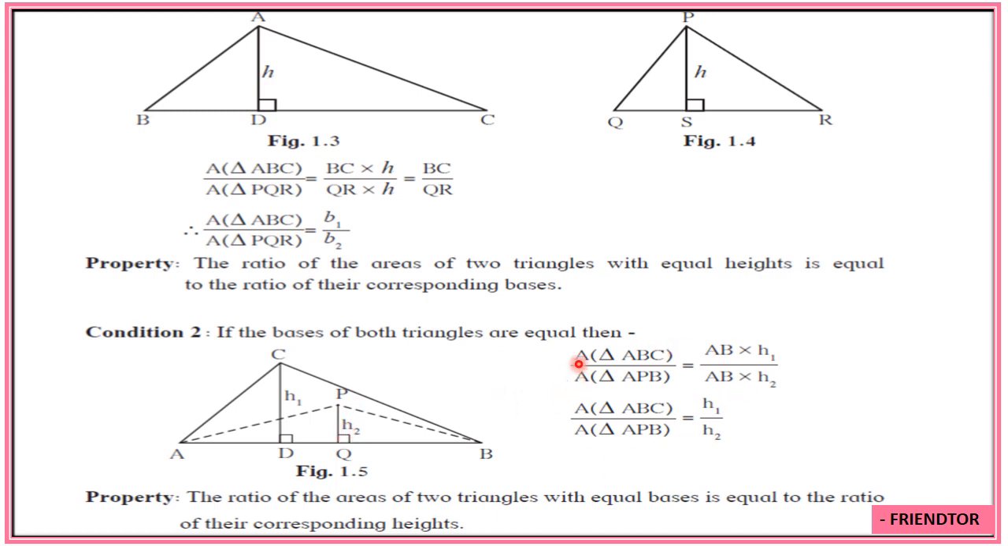So area of triangle ABC upon area of triangle APB is equal to AB into H1 upon AB into H2. AB is that common base. Okay, so AB, or the length of AB, will get cancelled, and only H1 and H2 will be left. So when the base is common, the ratio is the ratio of their heights, and when the heights were the same, the ratio was the same as the ratio of their bases. Okay, so the third property is that the ratio of the areas of two triangles with equal bases is equal to the ratio of their corresponding heights.